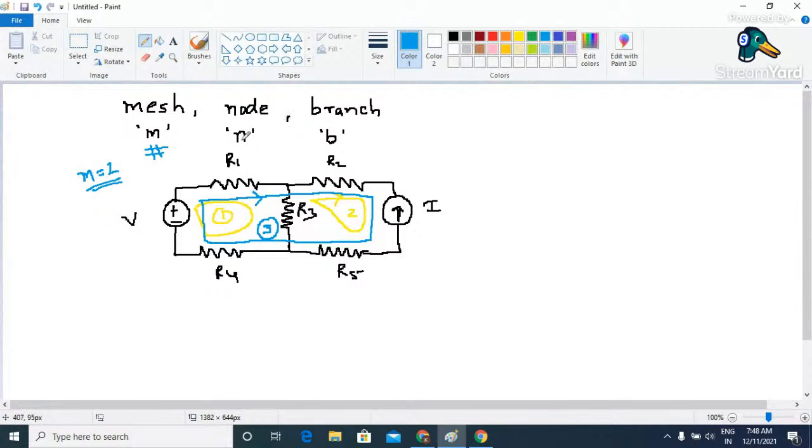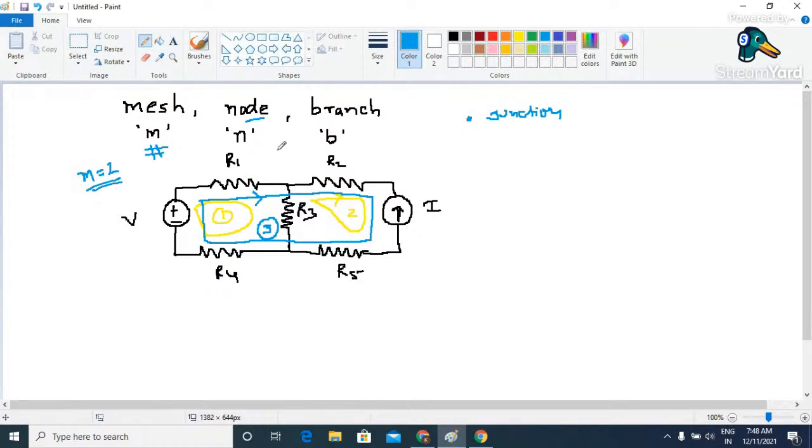Now let us try to identify what a node is. A node is simply a junction or a terminal in a circuit where we have a combination of two or more circuit elements. So what is a node? It is nothing but a point or simply a junction in a circuit where we have a combination of two or more than two circuit elements. So that is nothing but a node.